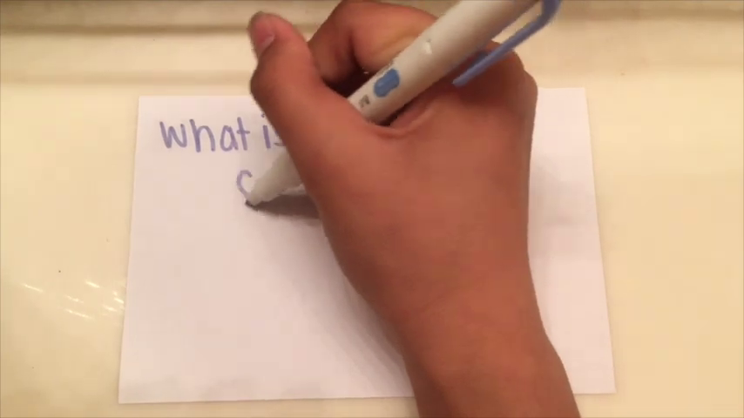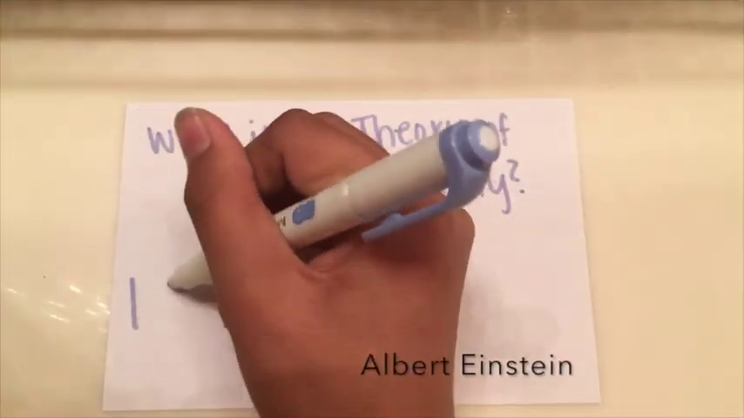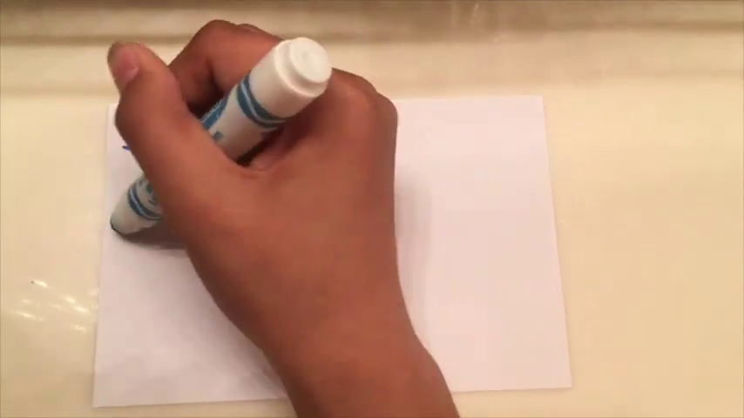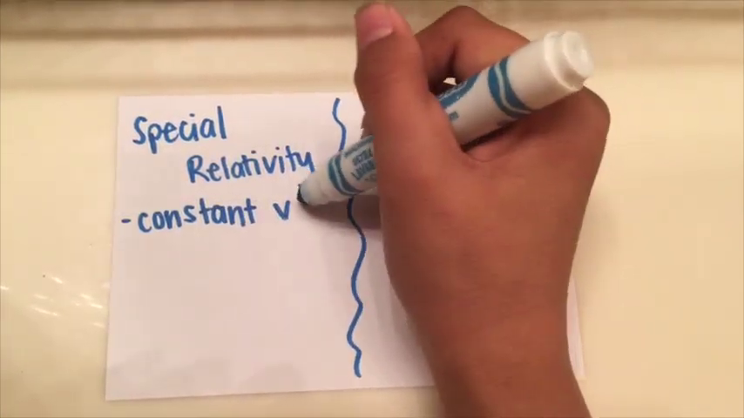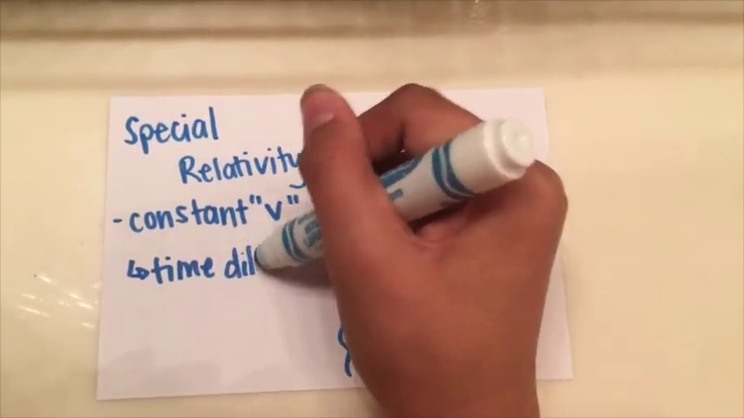Well, this was developed by Albert Einstein in 1905, and it's a physical theory regarding the relationship between space and time. Special relativity focuses on objects at constant velocity, which is the same speed and direction. Two important parts about special relativity are time dilation and length contraction, which we'll go over a little bit later.